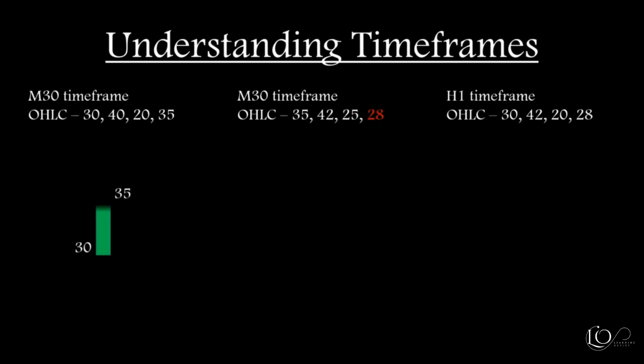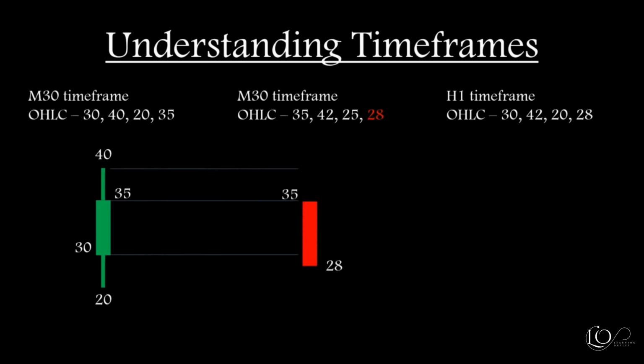So let's proceed. The M30 time frame OHLC values given here say that the opening price was 30, price moves up to 35, it goes up to 40, and then the low is at 20. This is the same one that we did in the previous slide. Then we'll move over to the next one.